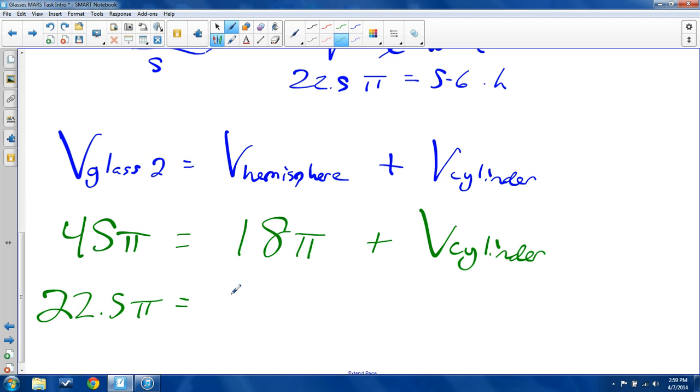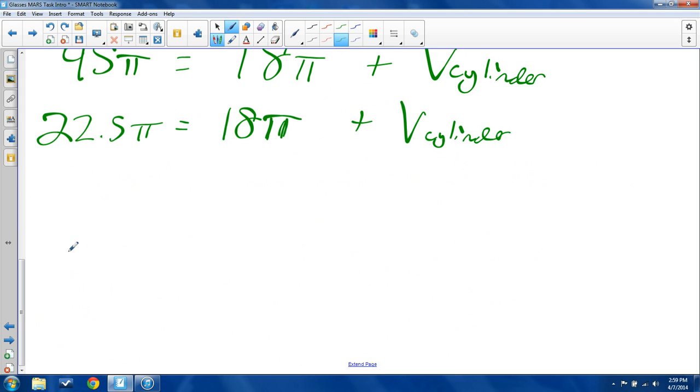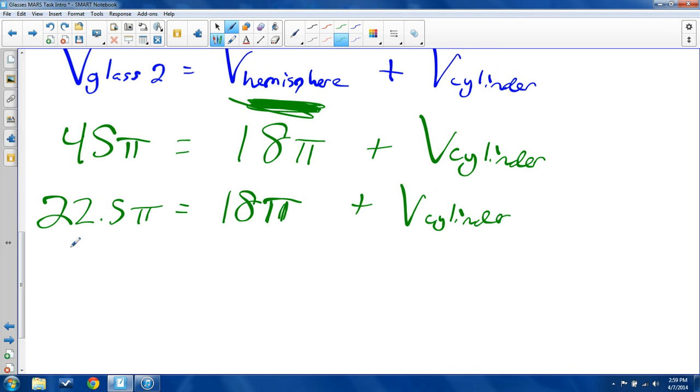So 22.5 pi, again, would be equal to 18 pi. Remember, we will fill up the bottom portion. We are definitely going to get 18 pi amount out of this, plus the volume of the cylinder. Now, the volume of the cylinder in this case must be how much if this is halfway full? Subtract 18 pi from both sides.